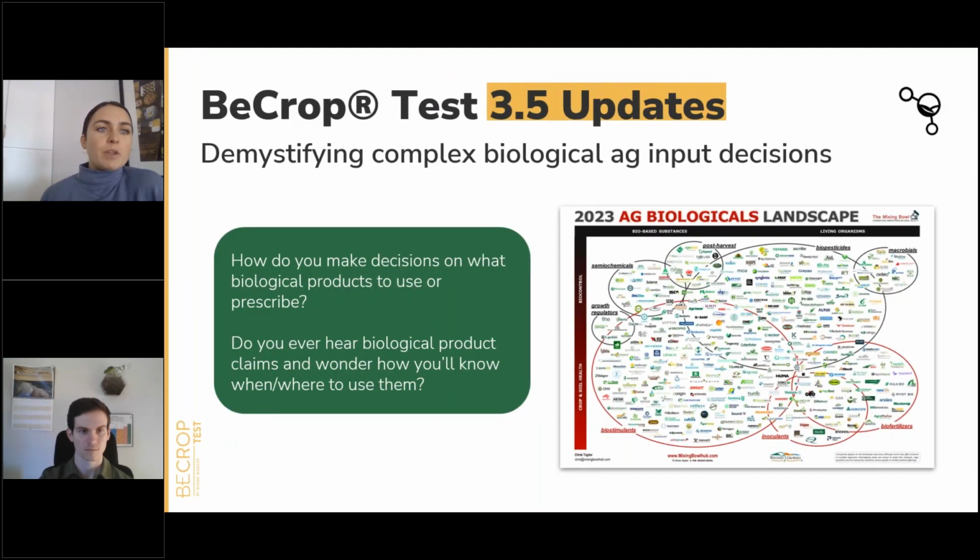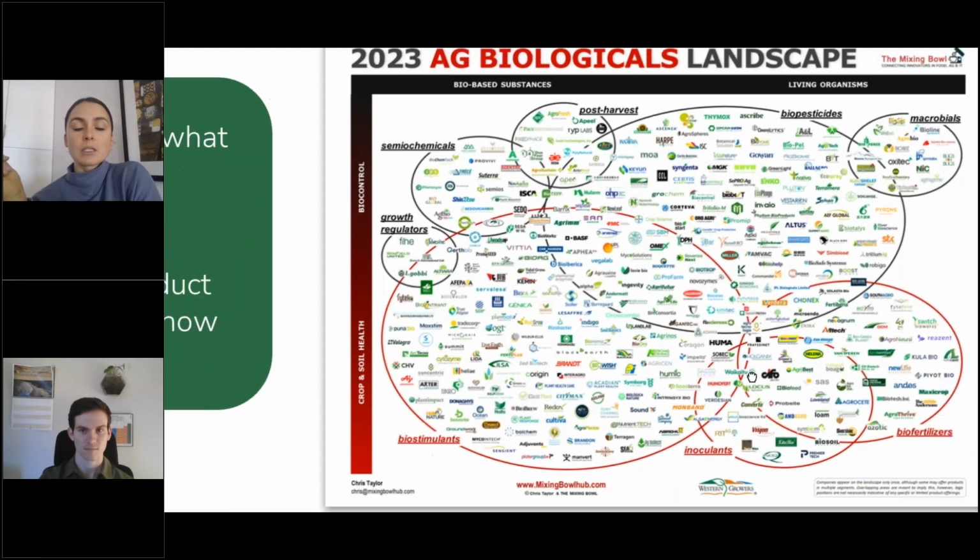So, moving on here, why does all of this matter? What do we do with this information, right? Largely we have this biological input landscape, which I don't know if everyone has seen this diagram. It's really busy. There's so many labels. There's so many types of products. There's just a lot going on in the biological marketplace.